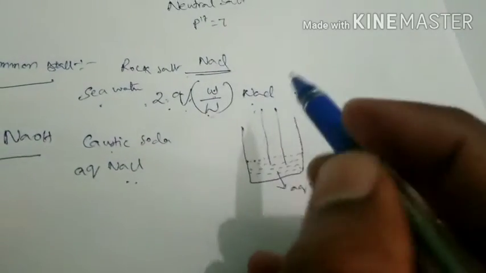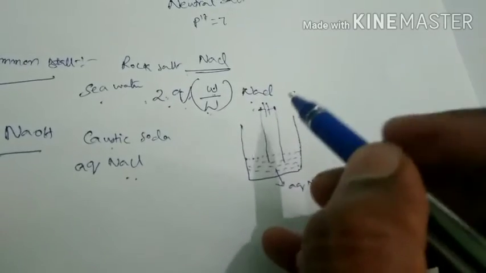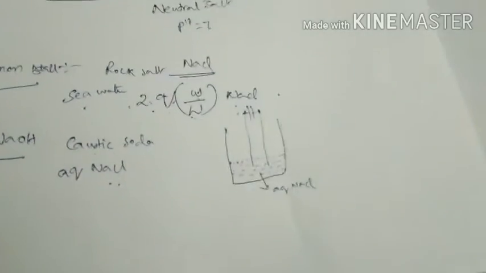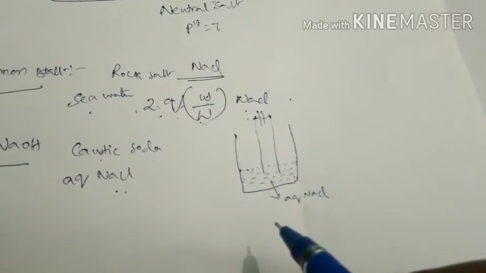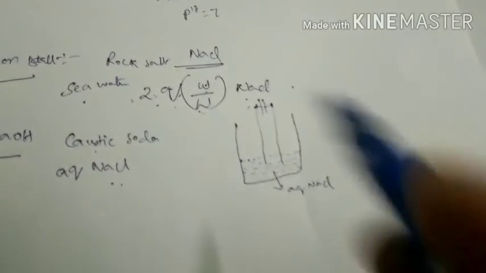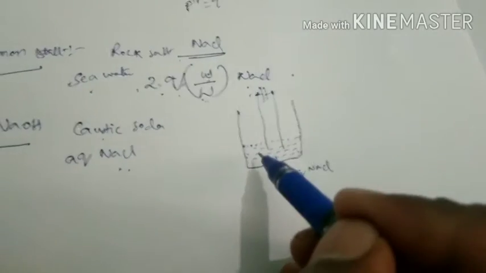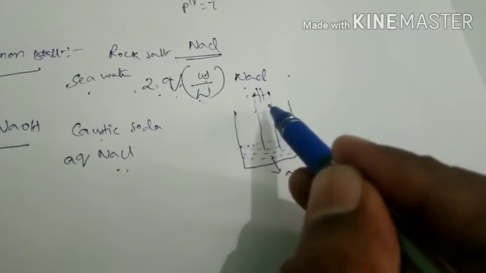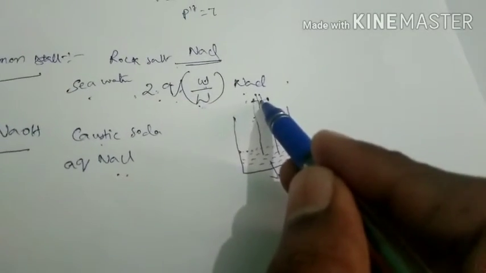These are electrodes. When these electrodes are connected to a battery, electricity will pass. This total setup is called electrolysis. So electrolysis means an electrolytic cell, electrolytes, and electrodes, namely the cathode and anode, and this is the battery.